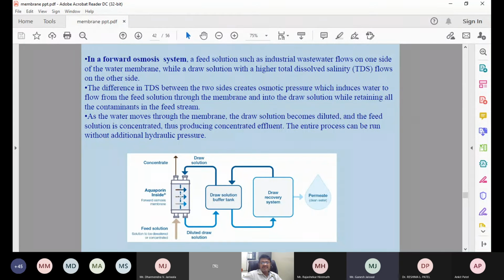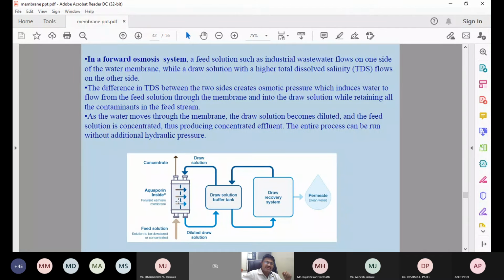The water will be passing from here to this side. Only the water will be passing from this to this side. Why will it pass? Because here it is more concentrated, by using the draw solution, that is a high TDS solution or high salty solution. We are making it concentrated so that the water will pass from here to here. So this is a forward osmosis system.